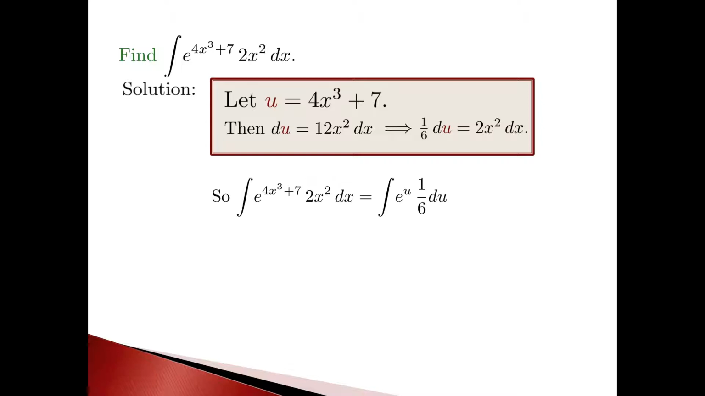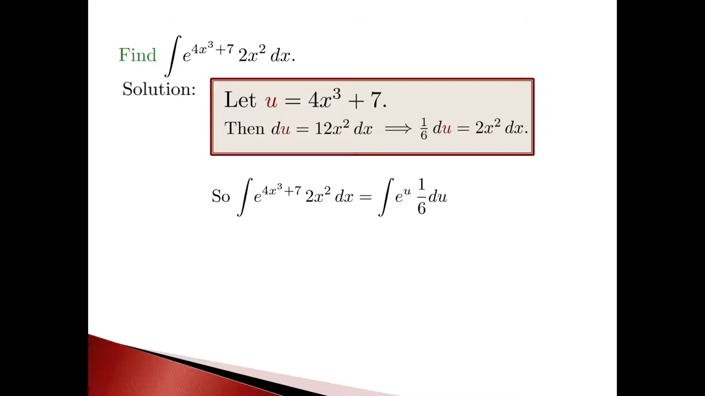Now, if you don't like thinking about it that way, you could solve completely for dx. You could say that dx is 1 over 12x squared du, and then plug that into the integral in place of dx. So I would end up with e to the 4x cubed plus 7 times the 2x squared, and then I could replace that dx with 1 over 12x squared du. Then the x squareds will cancel, the 2 and the 12 cancel, and I end up with that 1/6. So either way of doing that is perfectly fine.